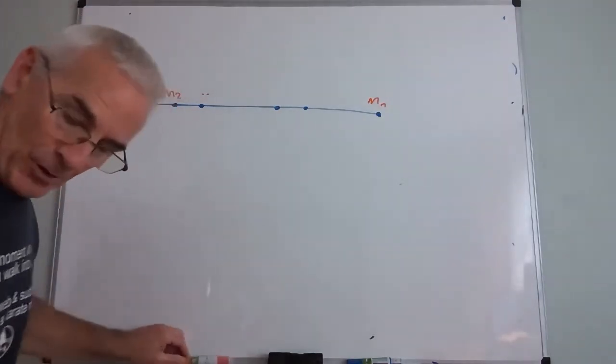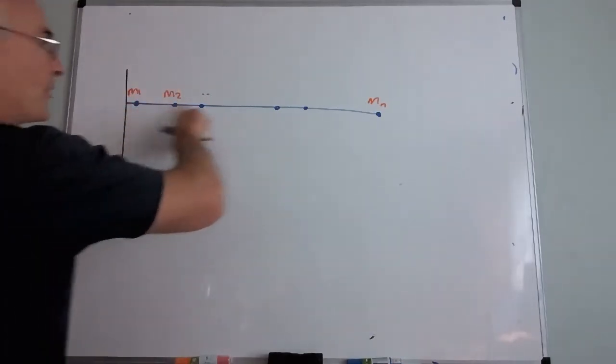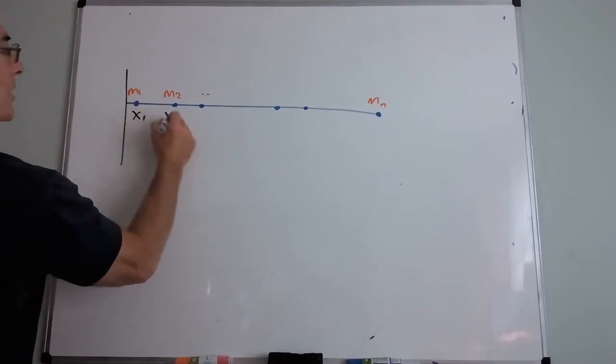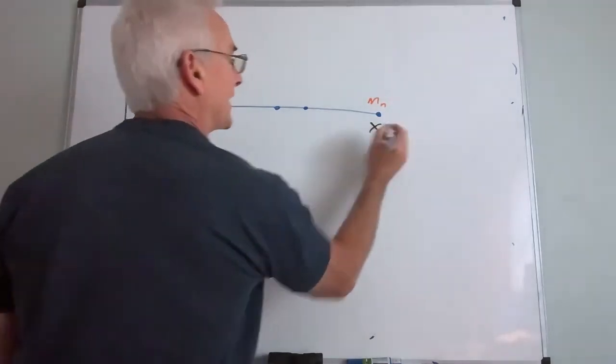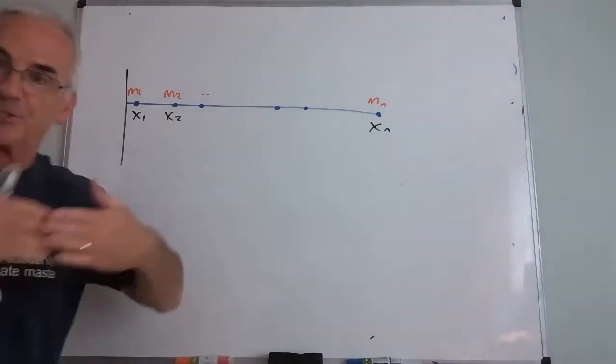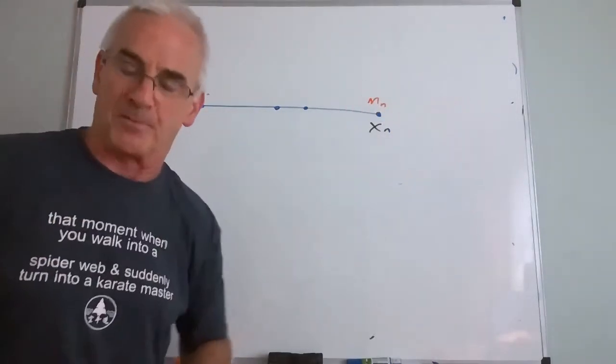Well, I need a 0. I need a place that I'm going to call 0. So let's call this the x-axis. Let's call this the y-axis. Then I can call that x1, x2, and so on all the way up to xn. So mass 1 is at x1, mass 2 is at x2. And where you're calling 0 is rather arbitrary, but you need a place you can start measuring. I can just say, call the wall 0 and then measure from the wall.